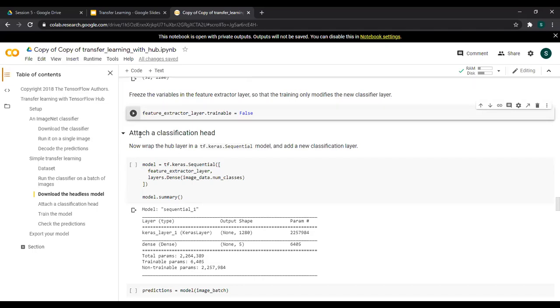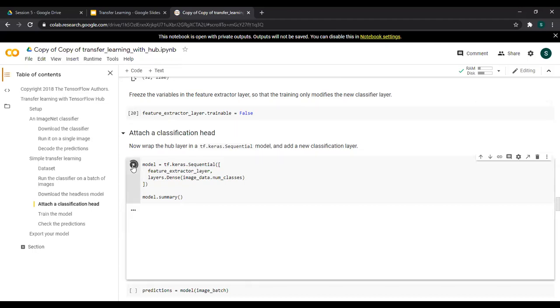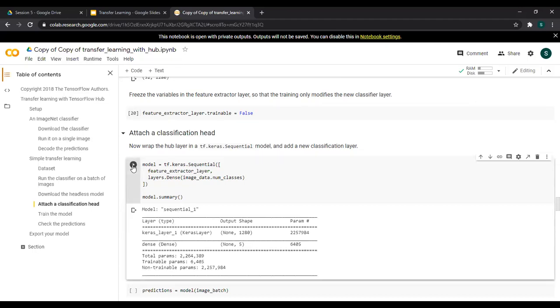So now that we've done all this, we're going to be attaching a classification head. Before, our model didn't have any head, but now we're getting ready to attach the classification head. We're just getting a summary of our parameters: the total parameters, the trainable ones, and the non-trainable ones.